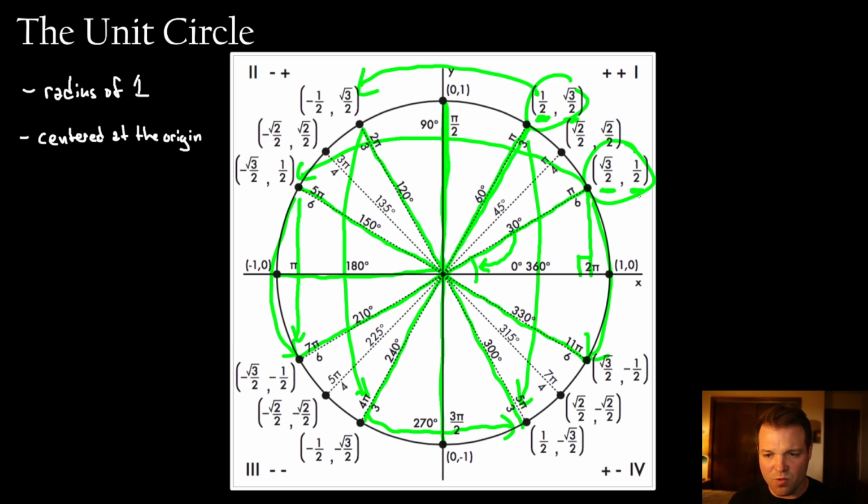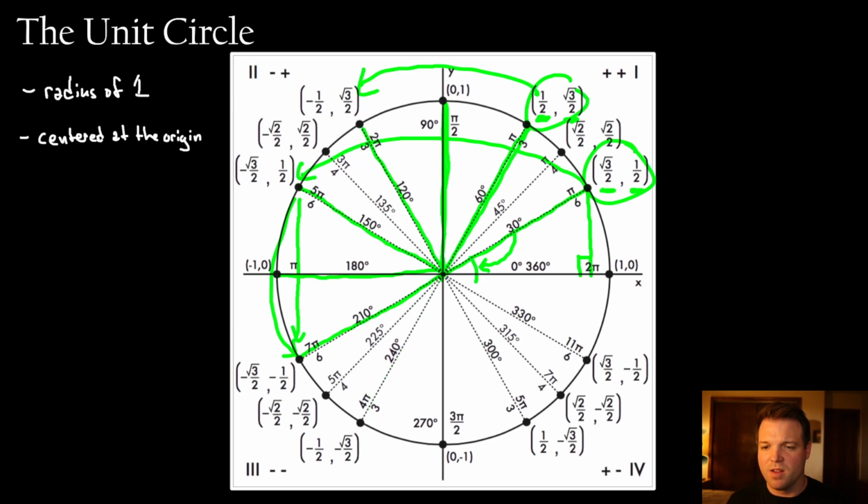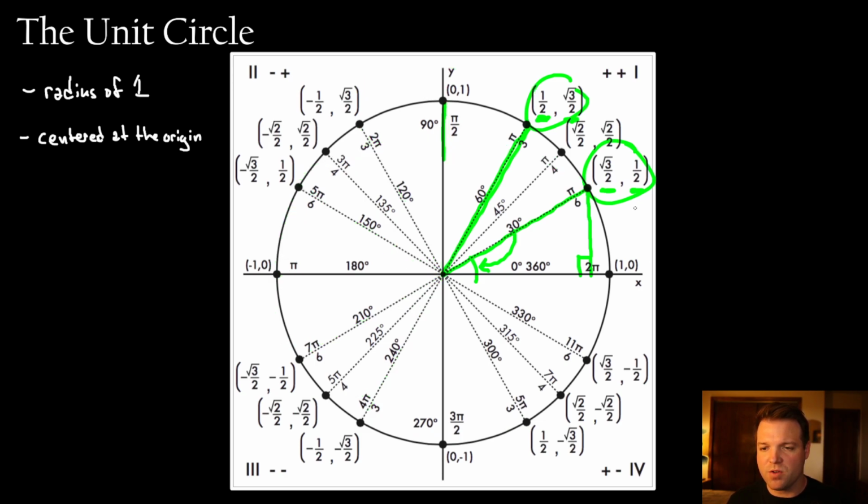Okay, so with really just knowing this 30-degree triangle, keep going here.